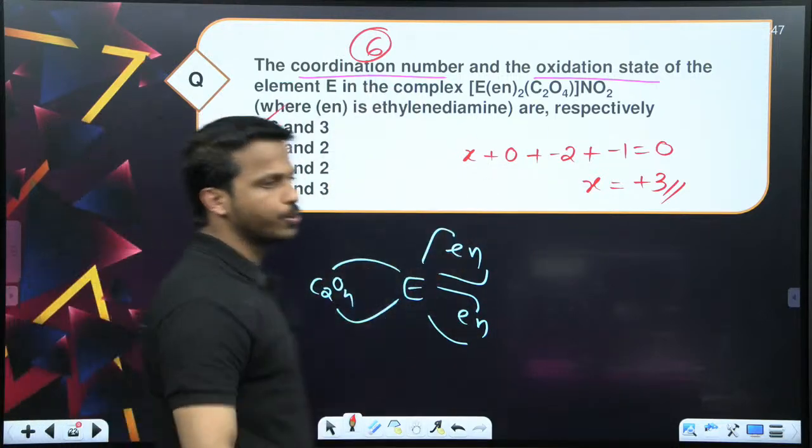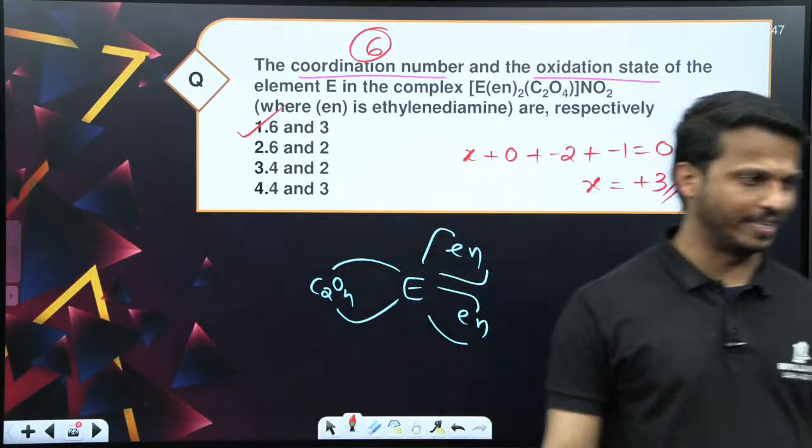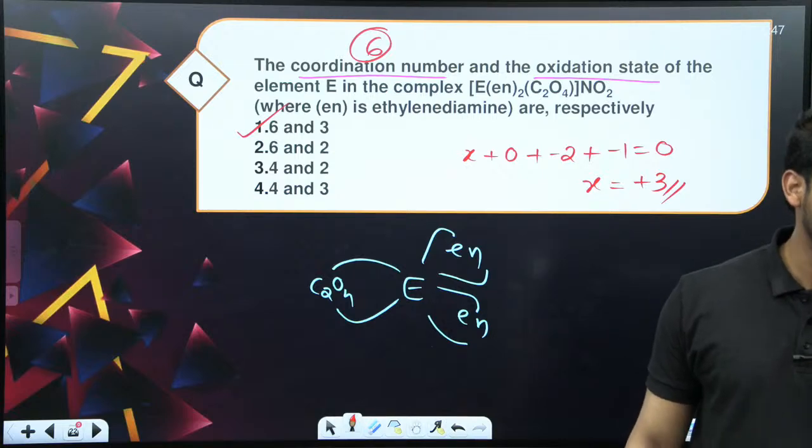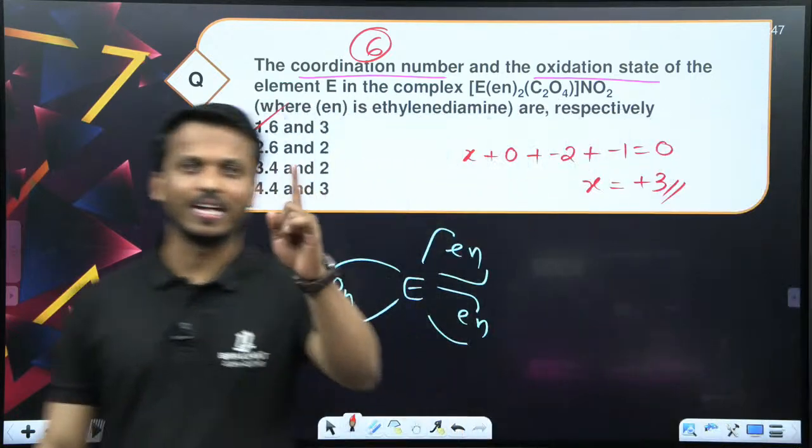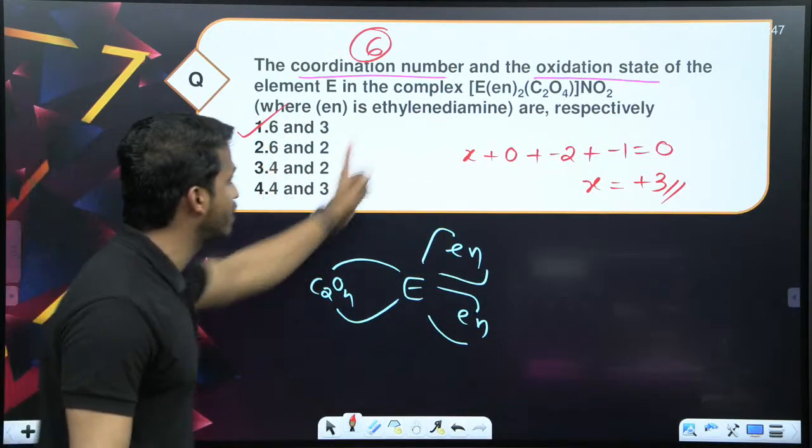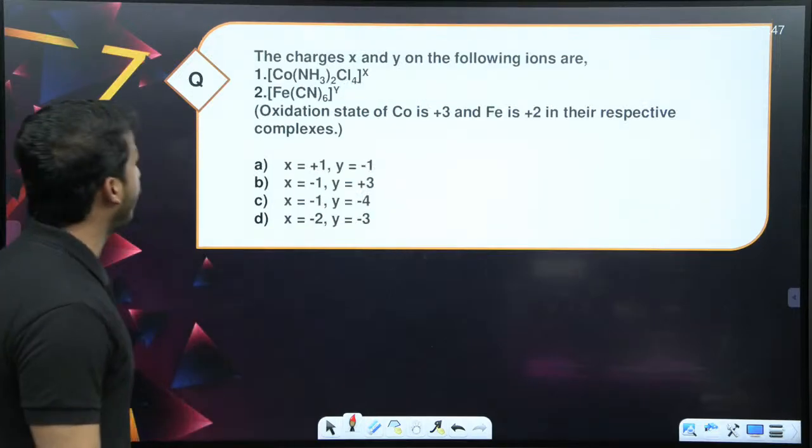I think the option you gave is number 1. Yes, Risha, correct. Yes, Arnav, yes, Anna. Yes, option 1 is the correct answer. Coordination number 6, oxidation state is 3. Let's go for the next one.